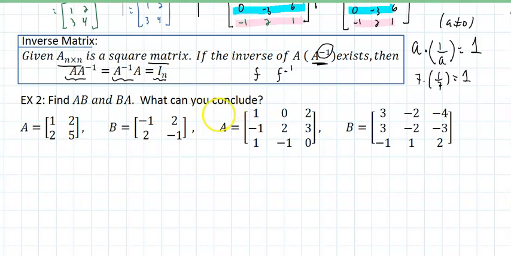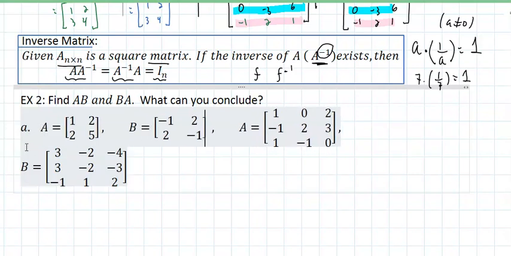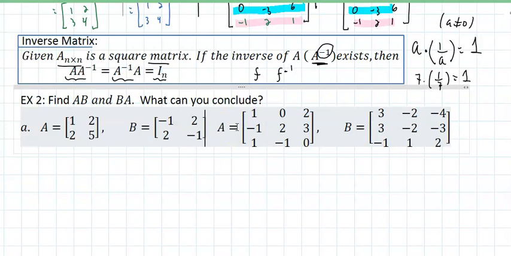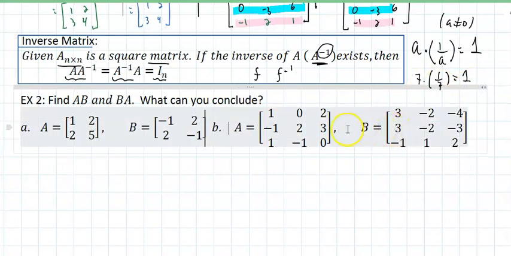Find, I should have made it A and B. I didn't. My mistake. Okay, now I see. My mistake again. No problem, I can fix that. Alright, so example A and example B.